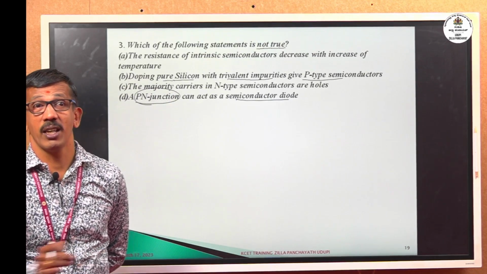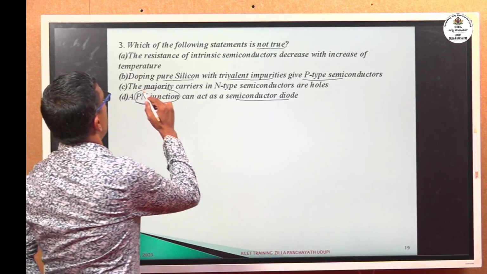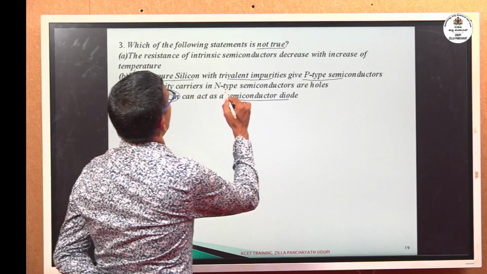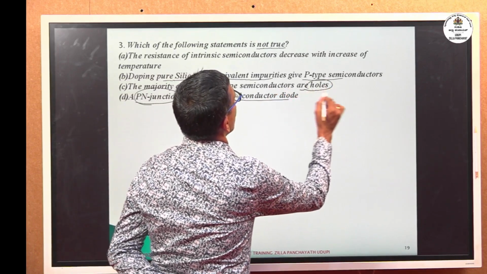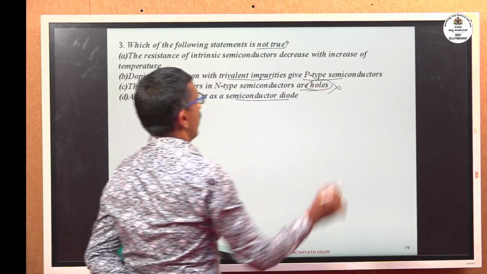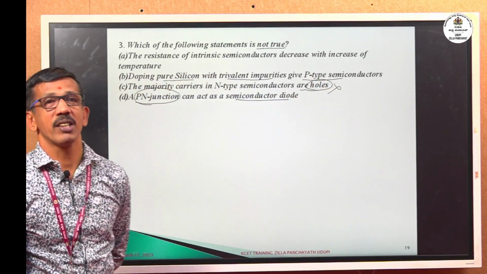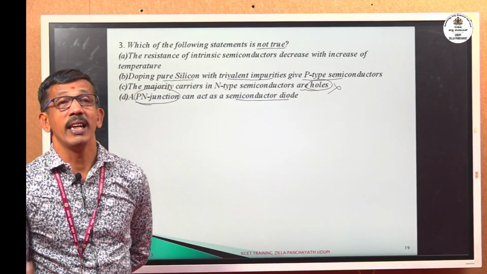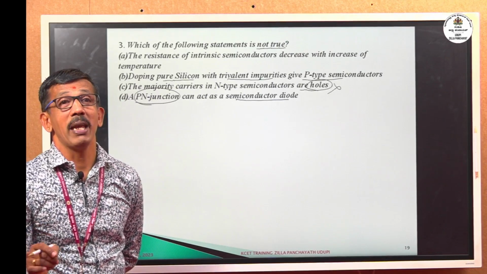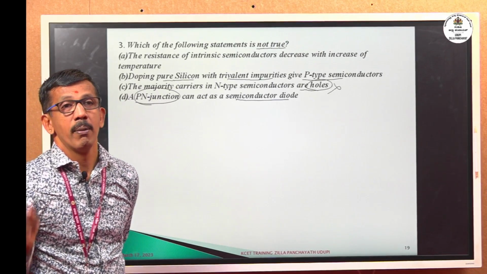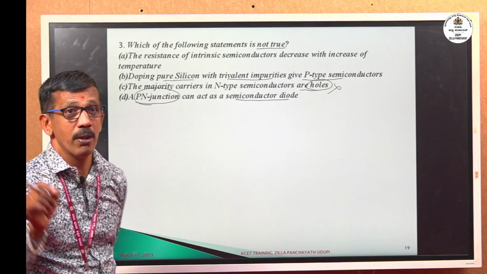Just see the third statement: the majority carriers in N-type semiconductors are holes. It is a wrong statement, because in N-type semiconductor, N means negative, majority charge carriers are free electrons.